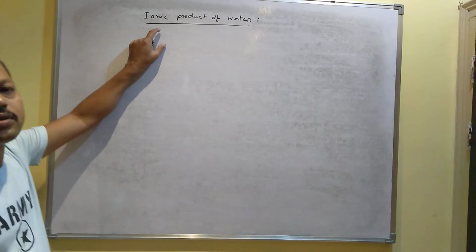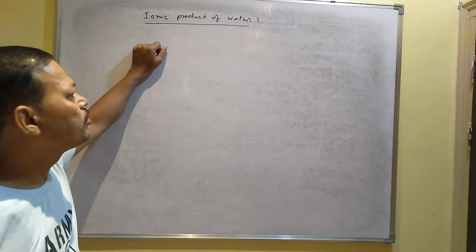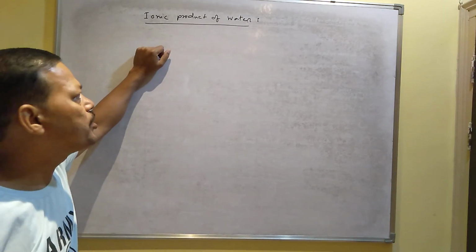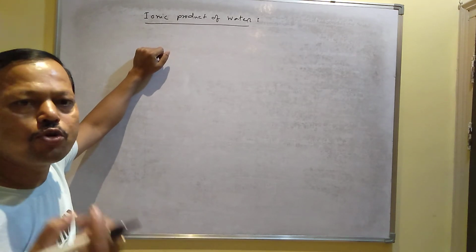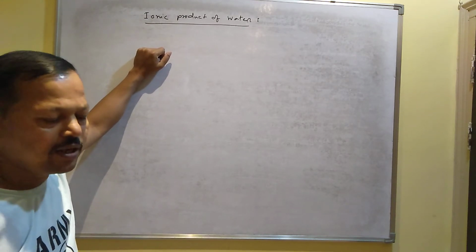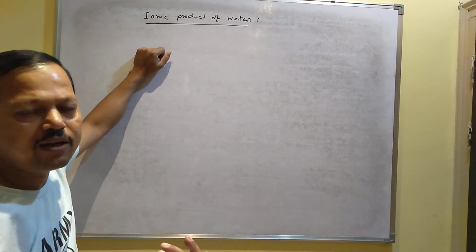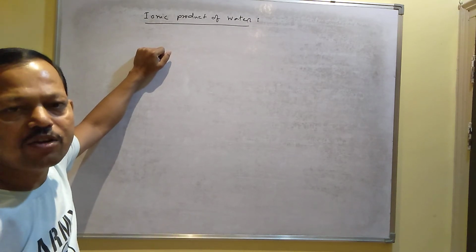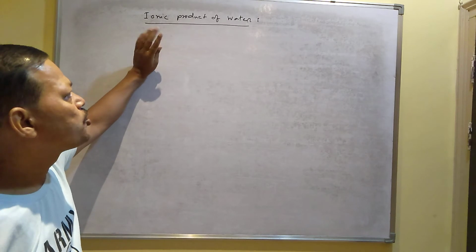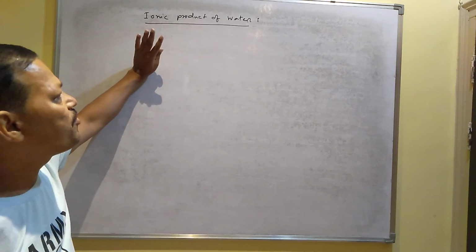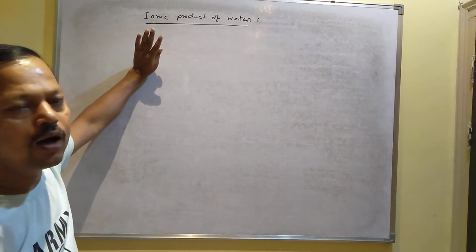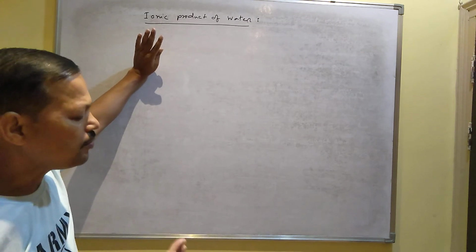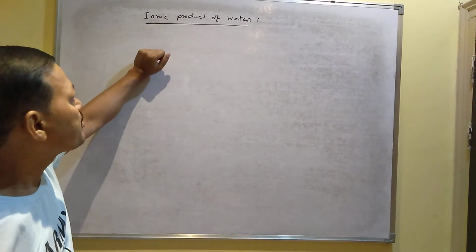As you know, if the water is pure, if the water is 100% pure, then it is a bad conductor of electricity, because pure water cannot produce ions. If there are no ions in the solution, then you cannot conduct electricity inside the solution. So pure water is a bad or poor conductor of electricity due to being unable to form ions.